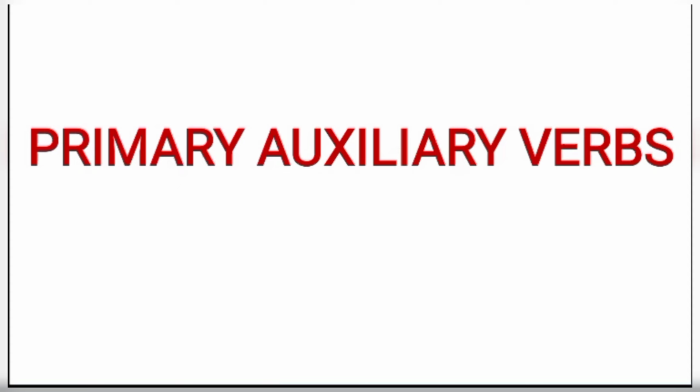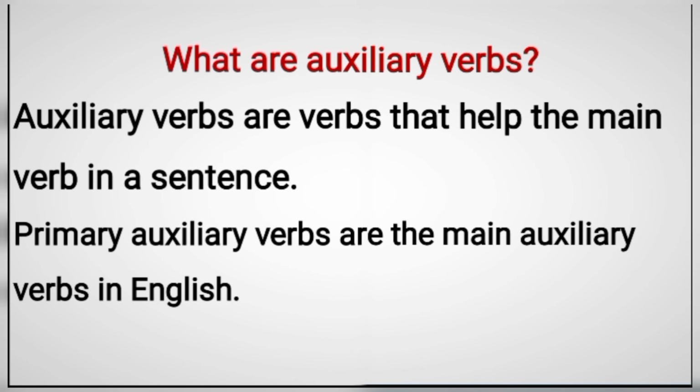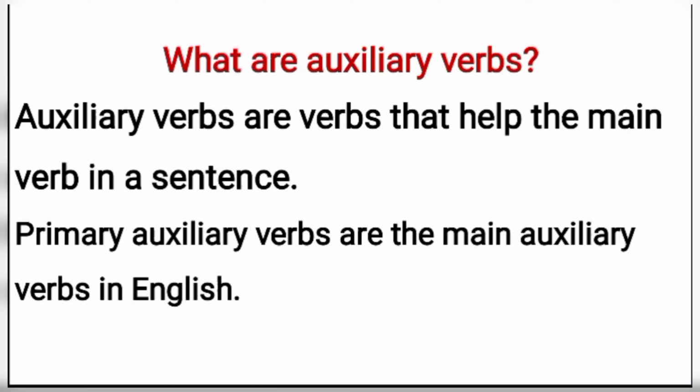In today's lesson, we shall be discussing primary auxiliary verbs. We shall begin by looking at what auxiliary verbs are. Auxiliary verbs are verbs that help the main verb in a sentence. They are often called helping verbs. Primary auxiliary verbs are the main auxiliary verbs in English.